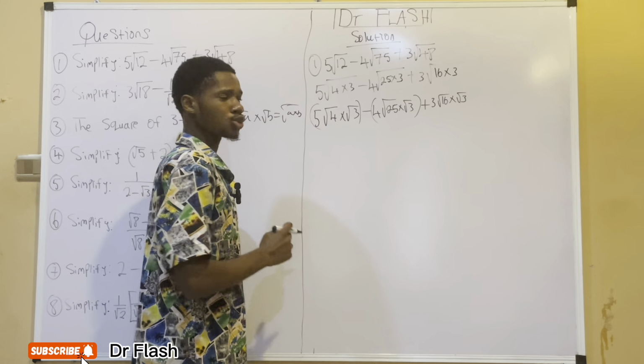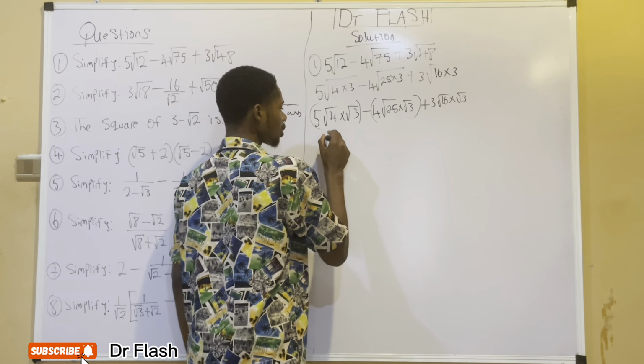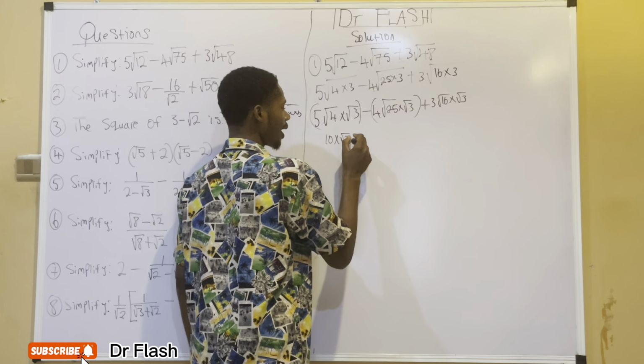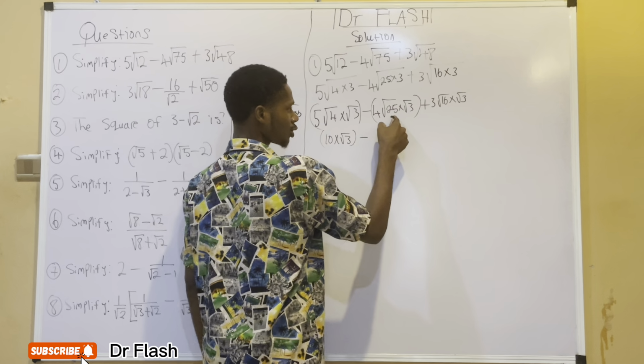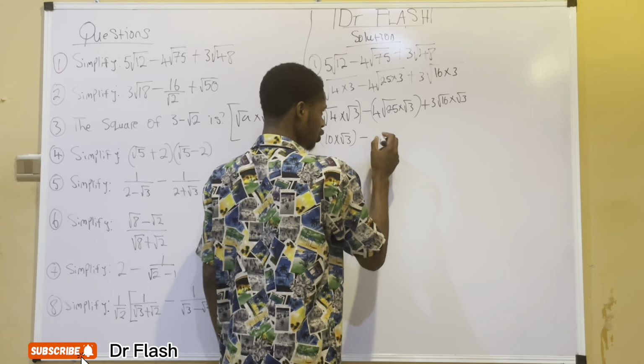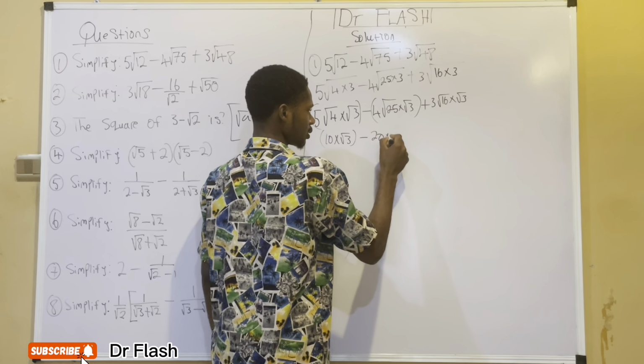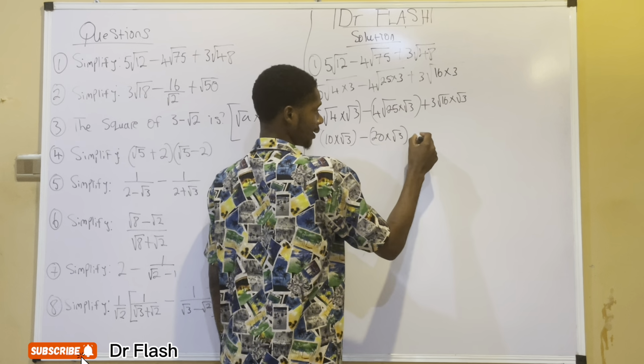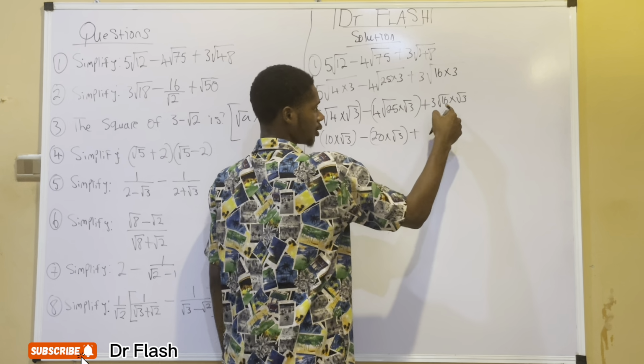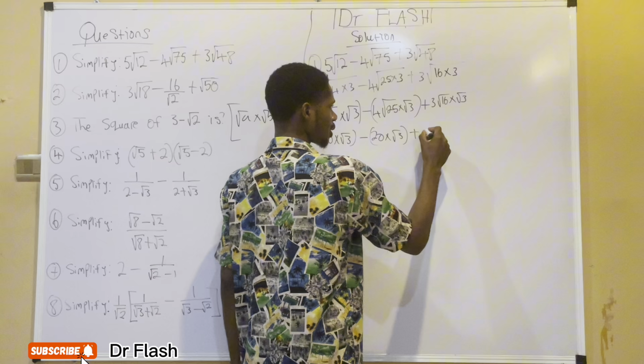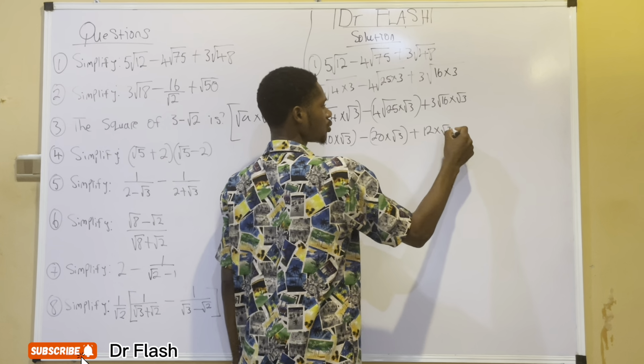Now square root of 4 is 2. 2 times 5 is 10. So I'm going to get 10 times the square root of 3, right? Minus, square root of 25 is 5. 5 times 4 is 20. So I'm going to get 20 times the square root of 3. And then plus, square root of 16 is 4. 4 times 3 is 12. So I'm going to get 12 times the square root of 3.